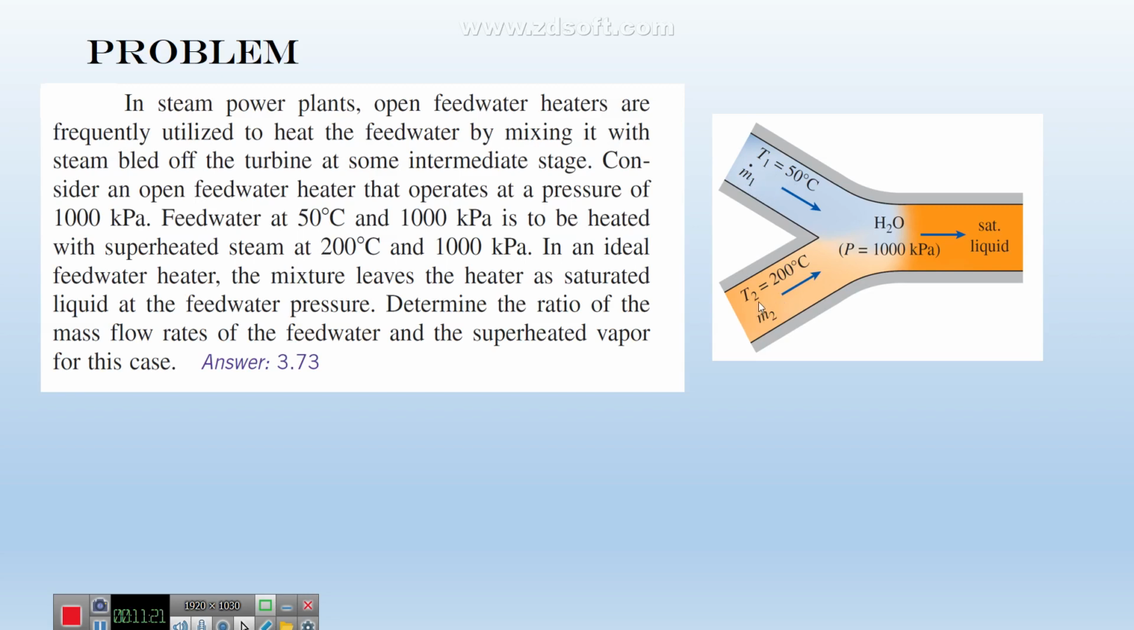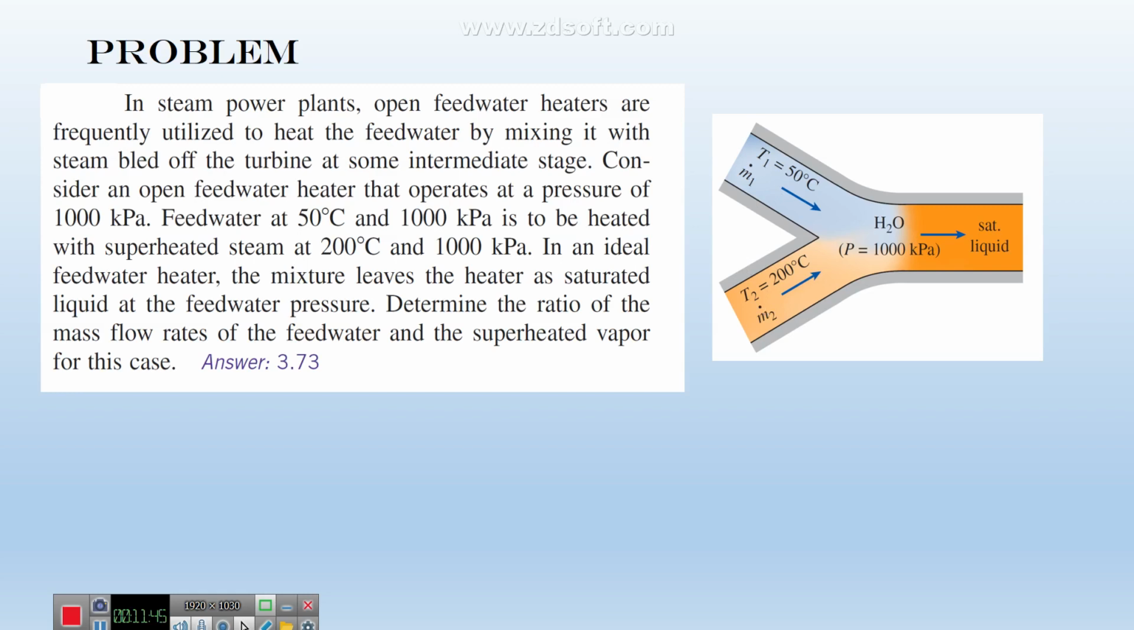So we mix these two streams to make saturated liquid at 1000 kilopascal. Pressure is constant in all these three streams and equals 1000 kilopascal. So you are asked to find the ratio of m dot 1, this one, over m dot 2.